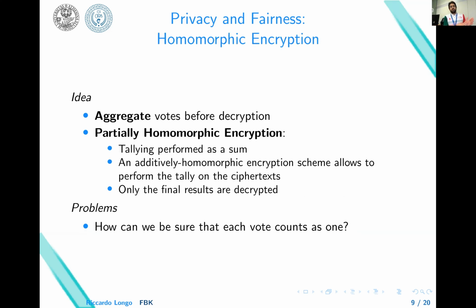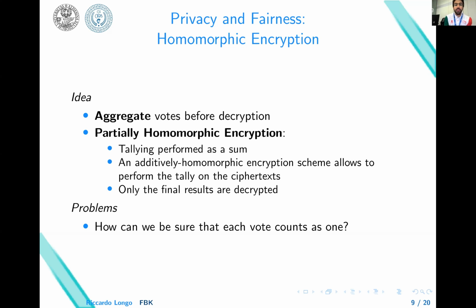How to solve the problem of privacy? We could aggregate the votes before decryption. And here partially homomorphic encryption comes to the rescue. Basically, the idea is that we want to see the tallying as a sum. You can say that when you are counting the votes, you simply add 1 or 0 for each ballot to the total of votes gained by each candidate. So it's not a far-fetched idea.